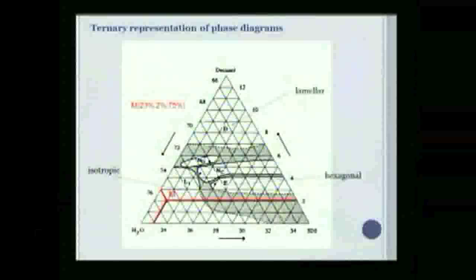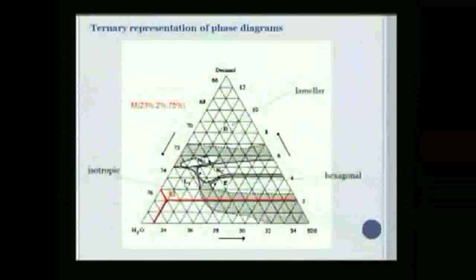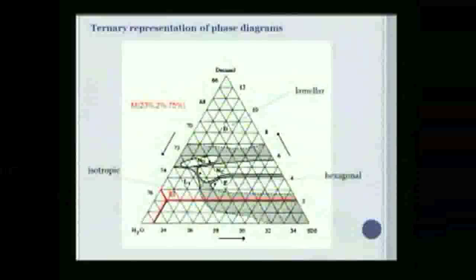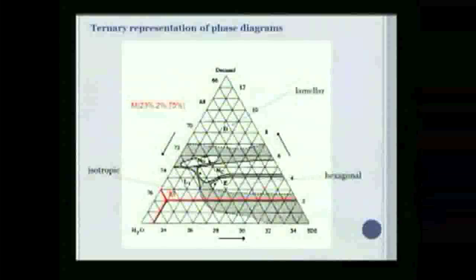And it's a way to go from a ternary representation to a binary representation. Because in your system, in fact, you have three components: water, SDS, and the co-surfactant. And sometimes it can be more convenient to use the ternary representation instead of the binary representation. I just want to show you that we find exactly the same information in both representations, of course.